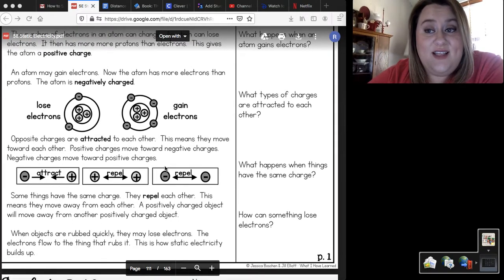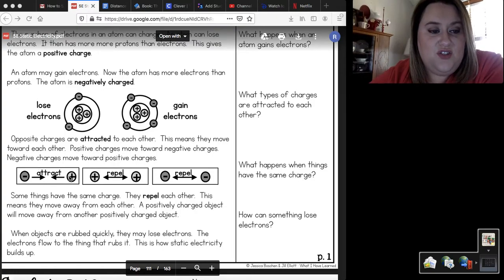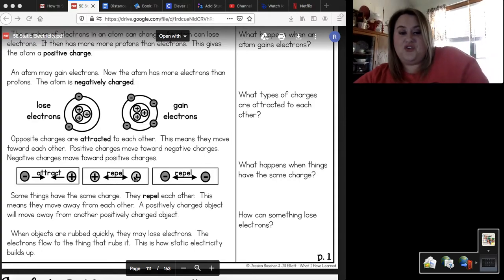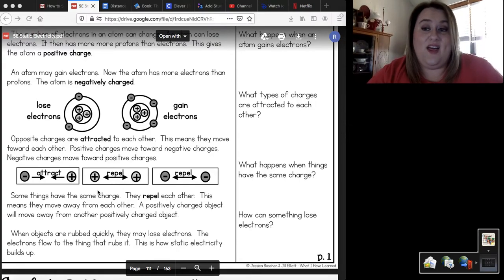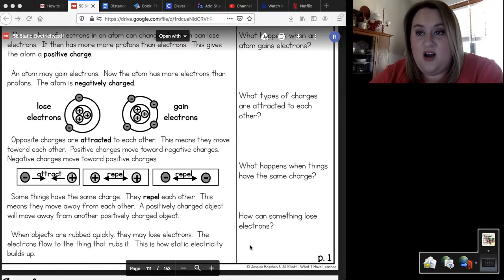Opposite charges are attracted to each other. My positives are attracted to my negatives, which are attracted to my positives. You can see here your negative is attracted to your positive, but your positive and positive like to move away from each other. And then your two negatives move away from each other. They repel each other. Some things have the same charge. They repel each other. This means they move away from each other. A positively charged object will move away from another positively charged object.